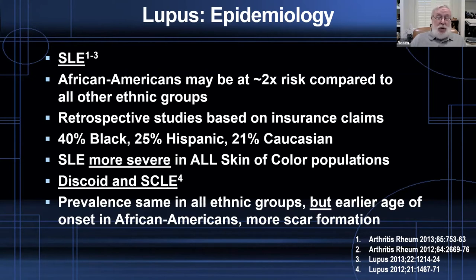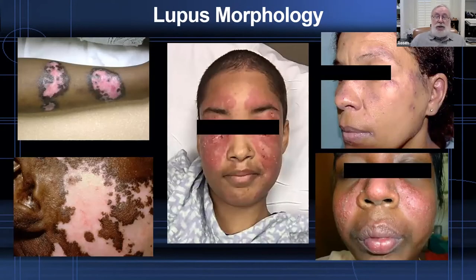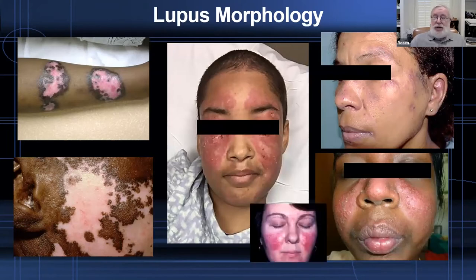If you talk about discoid or subacute cutaneous lupus, the prevalence is the same in all ethnic groups, with one small difference: the earlier age of onset in African Americans and more scar formation associated with discoid lupus. I'll show you examples in just a second. So here's lupus, discoid lupus, systemic lupus, and skin of color. Notice that the systemic lupus is a little more difficult to recognize in skin of color. Two of those patients are Black, one is Hispanic, than it is in Caucasian skin.